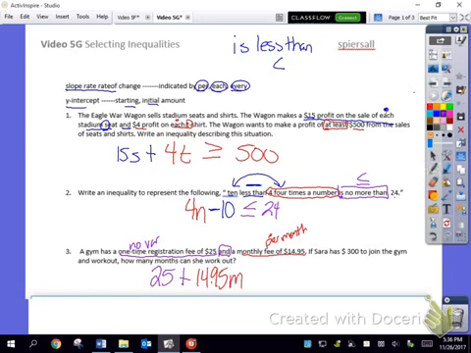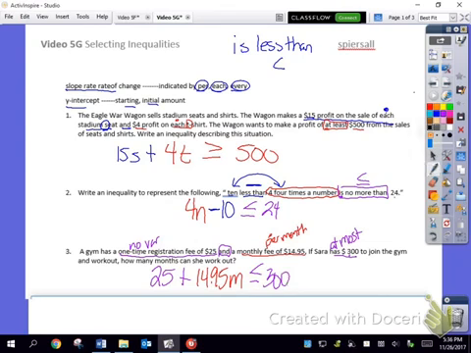If Sarah has $300 to join the gym, how many months can she work out? So 300 is the most she has. So that means she cannot go any more than that. So that's like saying at the most she has 300. So that has to be less than or equal to 300.